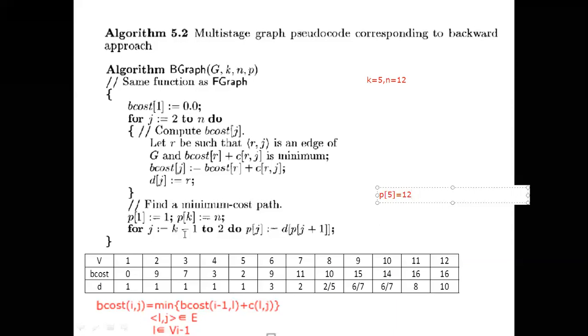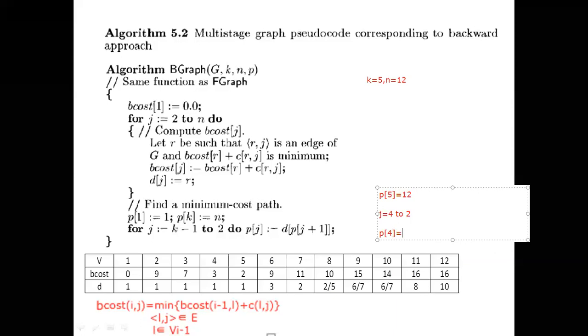Now, we will execute this particular loop. J is equal to K minus 1. What is K minus 1? What is K value? Here it is there. K is 5. K minus 1 is 4 to 2. Right? What is this value? First two values I will find it out. P of J. What is the J value? Current J value is 4.